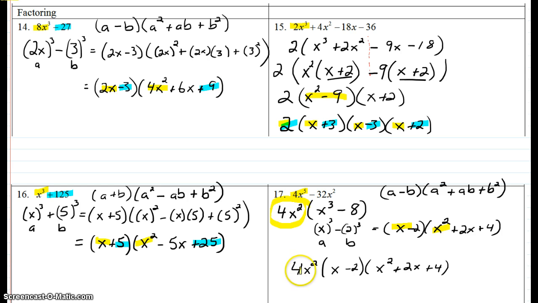Now do your check. 4x squared times x is 4x cubed. 4x cubed times x squared gives us 4x to the 5th. Now the last. 4x squared times negative 2 is negative 8x squared. Negative 8x squared times the last 4 gives us negative 32x squared. Now that's not a complete check, but it's just a quick check to see if you're right. If you finish early, then you could actually come back and multiply everything out.